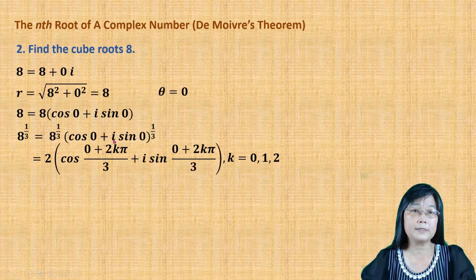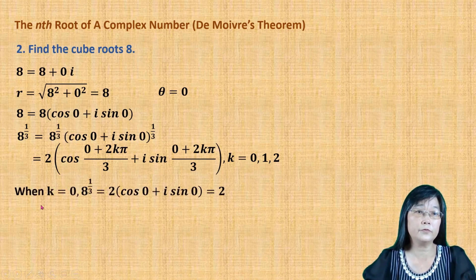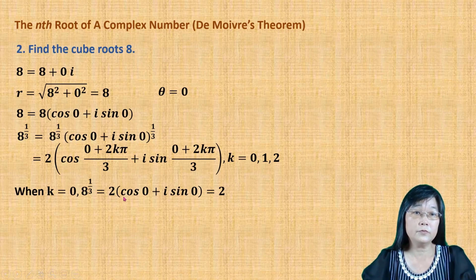Cos 0 plus i sin 0 to the power 1 over 3 is equal to cos of 0 plus 2k pi over 3 plus i sin of 0 plus 2k pi over 3, where k is equal to 0, 1, and 2. For the first value of the cube root, that is k equal to 0, the cube root is equal to 2 times cos 0 plus i sin 0, and when we press the calculator, we will get 2.